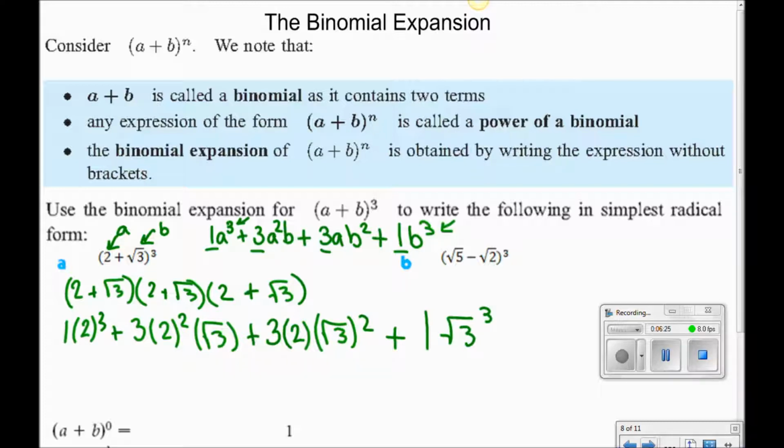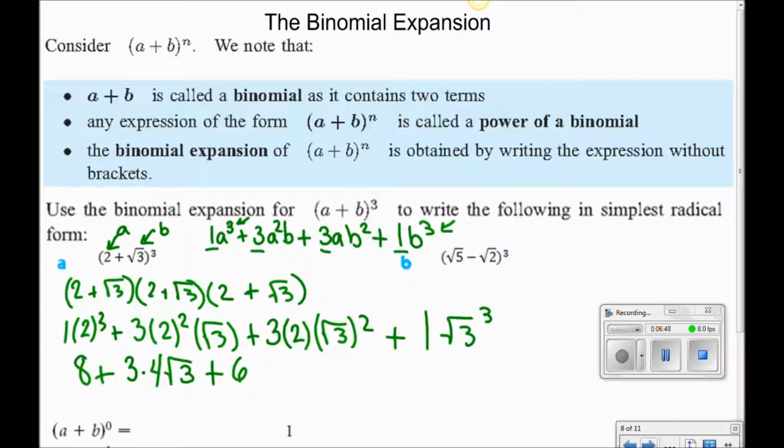So 2 cubed is 2 times 2 times 2. So 2 times 2 is 4, times 2 is 8. 1 times 8. Okay, then we've got 3 times 2 squared, or 3 times 4, and then the square root of 3. Okay, here we have 3 times 2, which is 6, and then the square root of 3 squared.